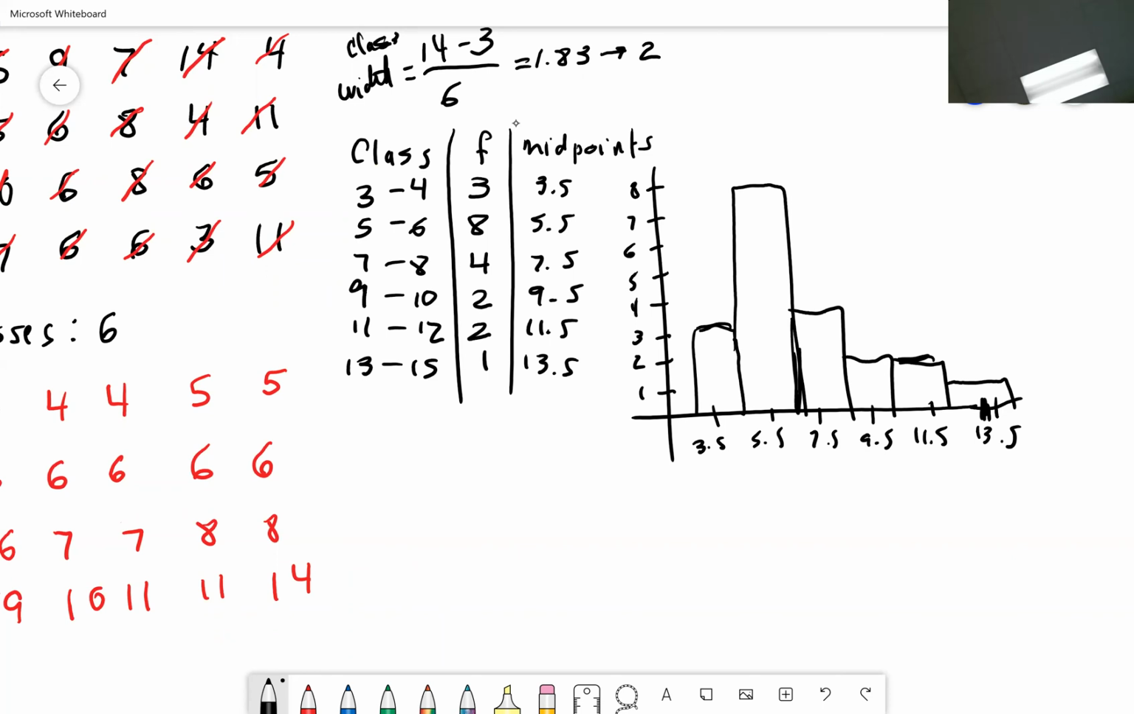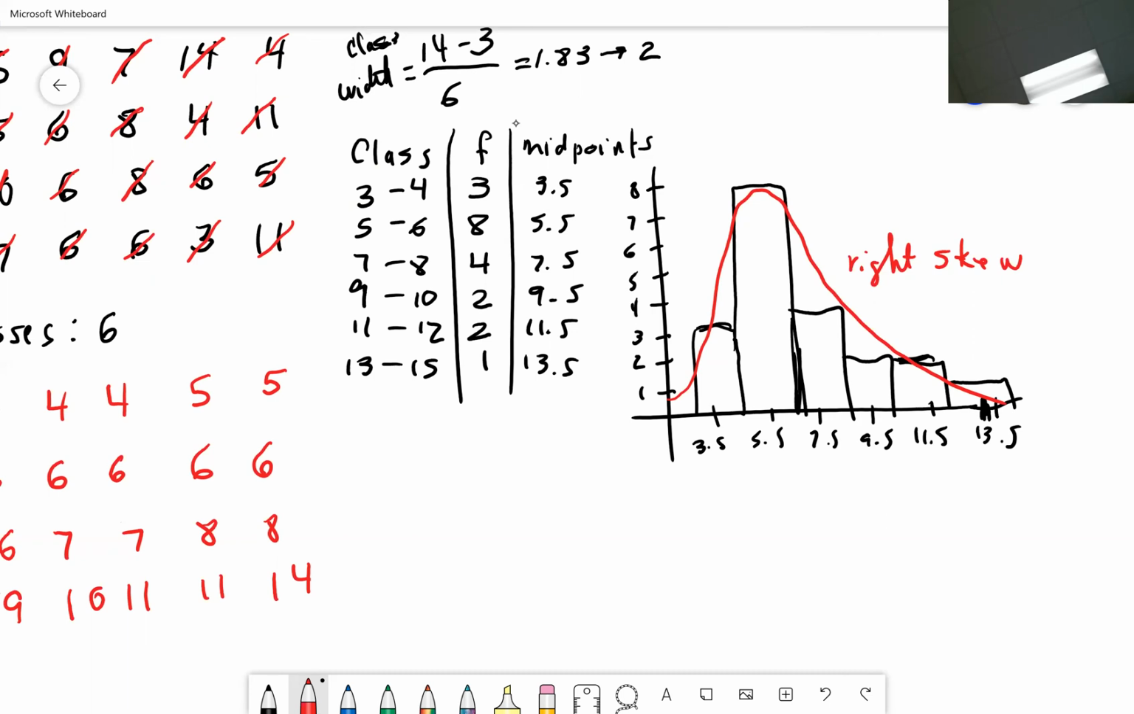So what type of skew is that? Is that a left skew, a right skew? It's a right skew. And definitely you can kind of see it. The long tails here. This is a right skew.